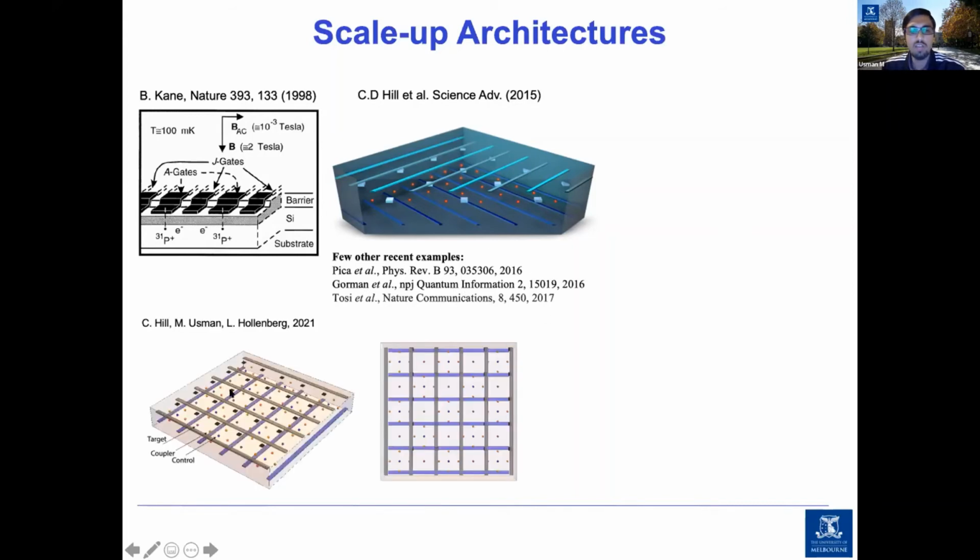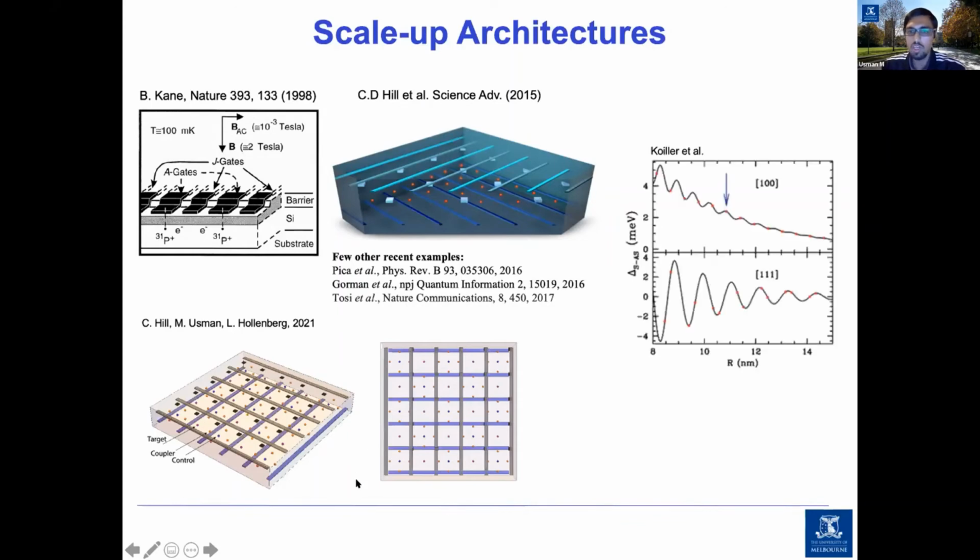More recently, we have incorporated exchange interaction, because this 2015 paper was based on dipole coupling between the phosphorus atoms, and those dipole couplings are inherently slow. So now we have incorporated fast exchange interactions, and we can basically operate 2 qubit gates based on the exchange. One of the key issues in these systems is that exchange interaction is a very strong function of the positions of those phosphorus atoms or qubits.